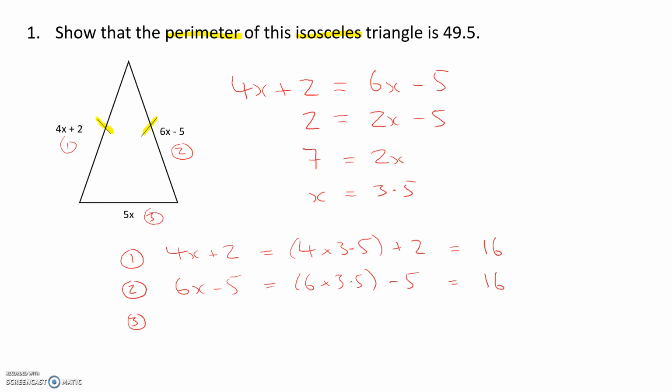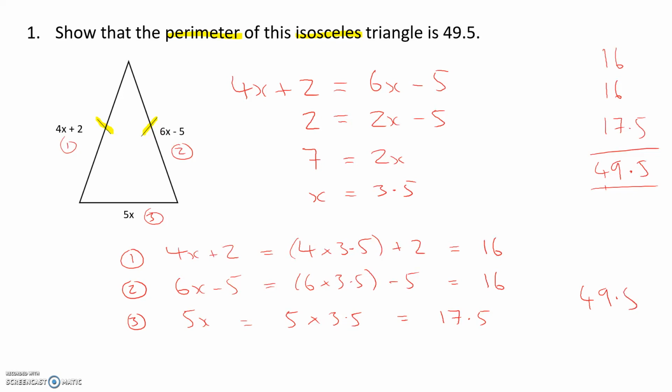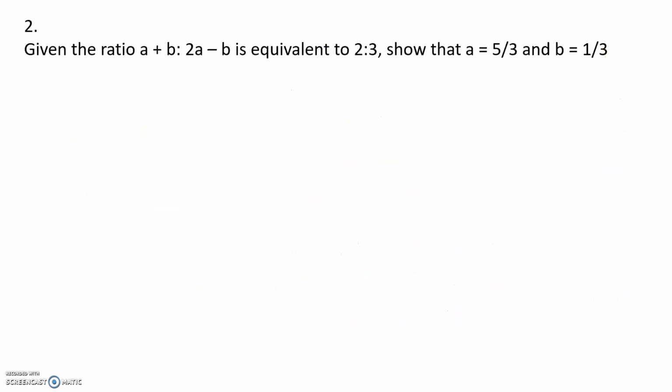And side 3. Side 3, we've got 5x. And we know that's 5 times 3.5. So I'd be tempted to multiply by 10, that gives me 35. Half that, I get 17.5. So fingers crossed, 16 plus 16 plus 17.5 better give me 49.5. So we've got 0.5, we have 19, and we've got 40. Bingo. Okay, so looking good. The perimeter of the triangle is 49.5. Done.